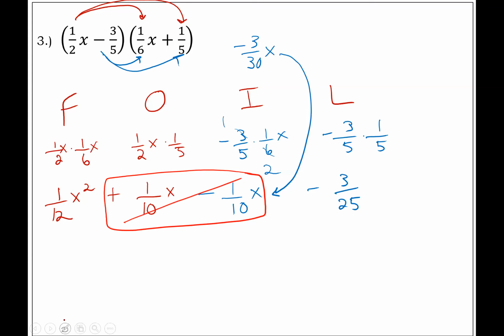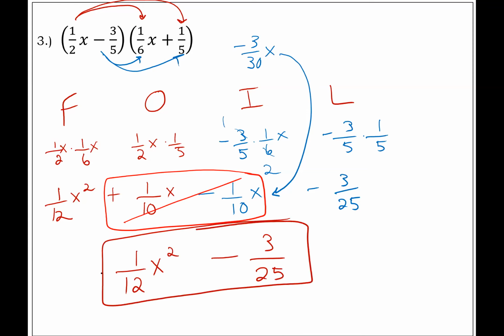So this is a case where the pattern does not hold. We are not going to end up with a trinomial at the end. It's just going to be a binomial. So 1/12 x squared and then minus 3/25 is our final answer. Okay. So it's not always 3 terms. Sometimes different things happen. In this case, the middle terms just totally canceled out.